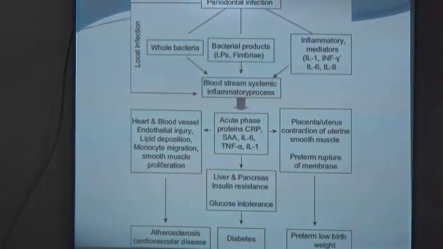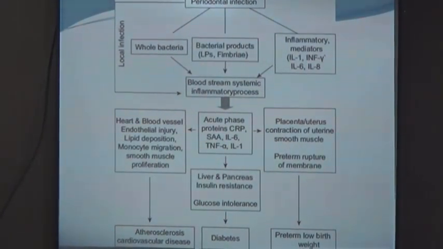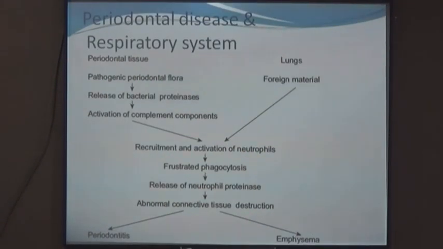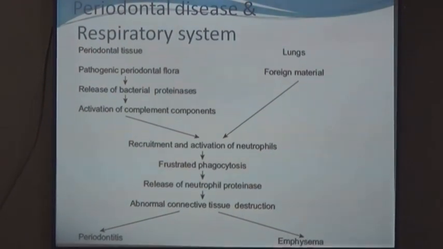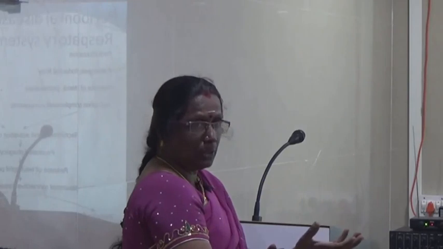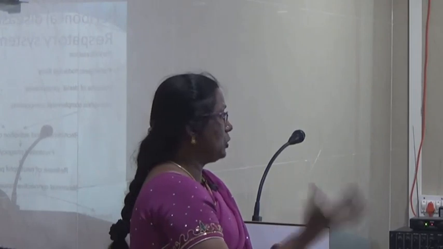I have given one thing with atherosclerosis and cardiovascular disease, diabetics and preterm low birth weight and respiratory. Periodontal tissues, pathogenic bacterial flora, release of bacterial proteinases. All this time I was telling about exotoxin, endotoxin. Here, bacterial proteinases are released. So activation of complement component takes place, recruitment and activation of neutrophils, then frustrated phagocytosis takes place, and release of neutrophil proteinase and abnormal connective tissue destruction takes place.